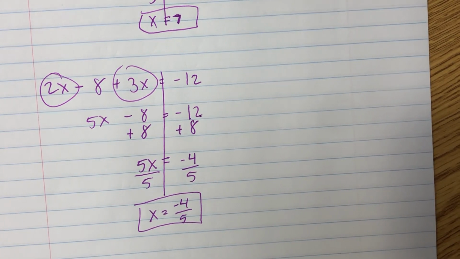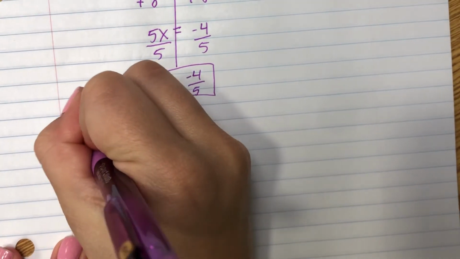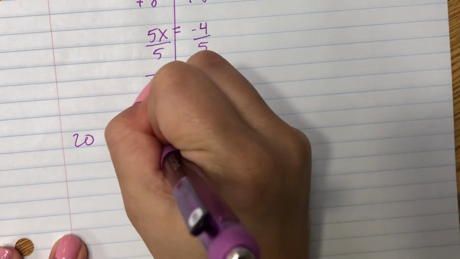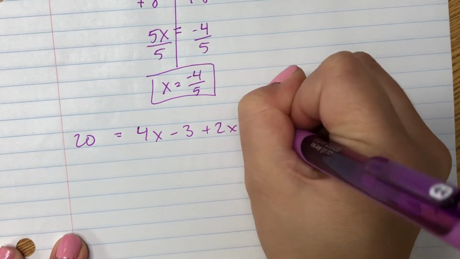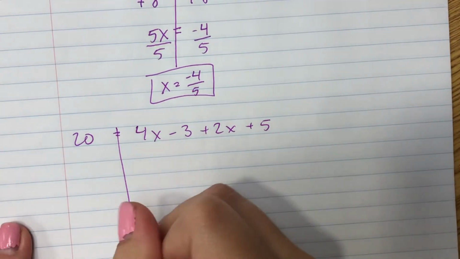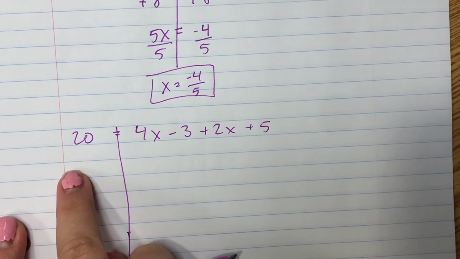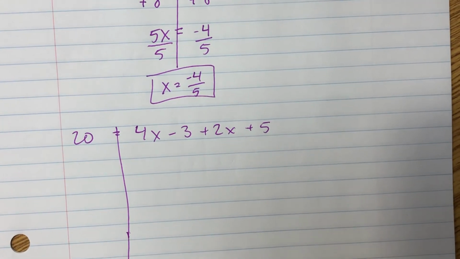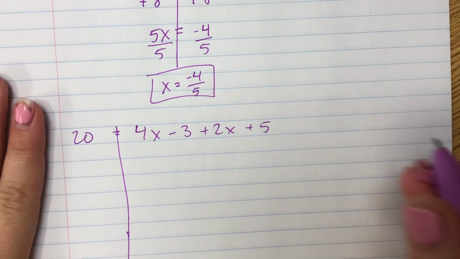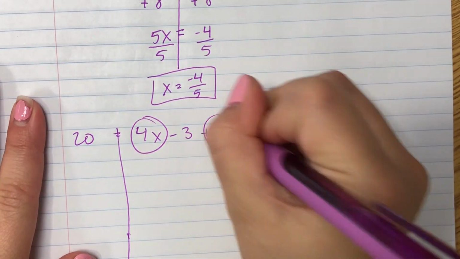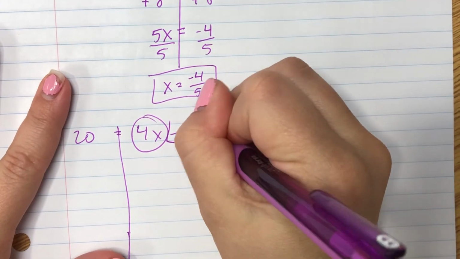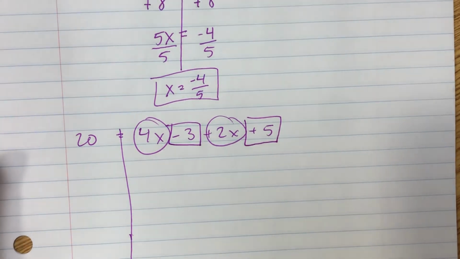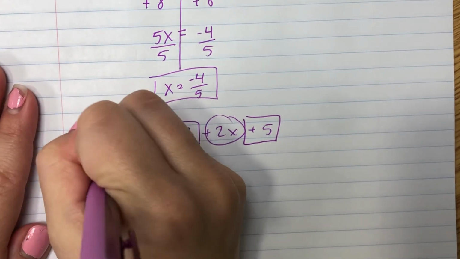All right, let's try this one. 20 equals 4x minus 3 plus 2x plus 5. All right, so you might be like, whoa, why is the number over here? It's okay, it doesn't matter which side it's on. I do want to circle my like terms, those x's. Oh, but I noticed that those are also like terms too, so I'm actually going to box those, make it a little bit different. And then I start rewriting everything.